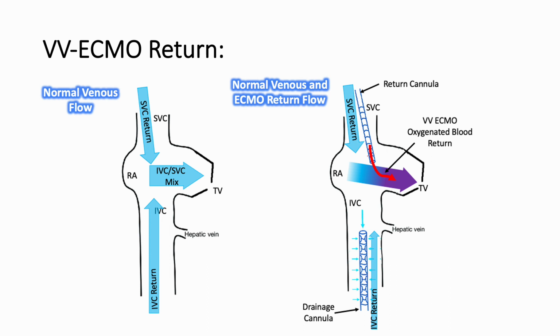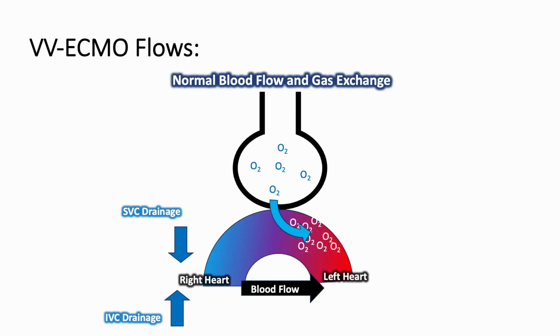The point to remember is that not all the blood returning to the patient's heart has been through the VV-ECMO circuit, and thus not all that blood has been, or had the opportunity to be, oxygenated. Because of this, the blood entering the right heart is a mixture of both deoxygenated and oxygenated blood, and it's this mixture that's pumped forward from the right heart to the left heart through the pulmonary circulation.